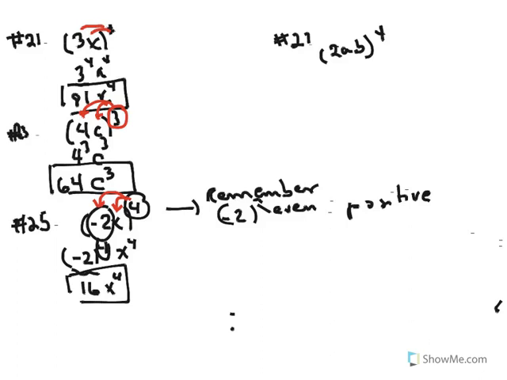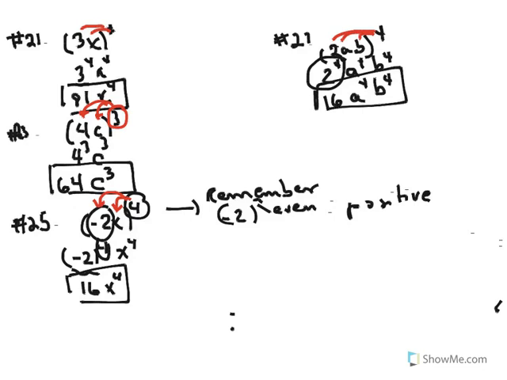Again, remember, this number right here is going to be distributed. In this case, I had 3 factors, so it's going to be 2 to the 4th, a to the 4th, and b to the 4th. Now, 2 to the 4th, right, is 16. And then the answer will be 16a to the 4th, b to the 4th. And that's the answer for number 27.